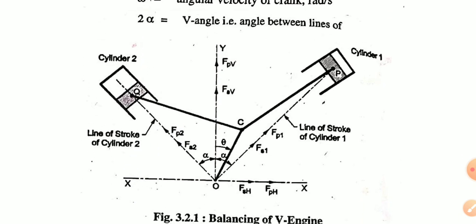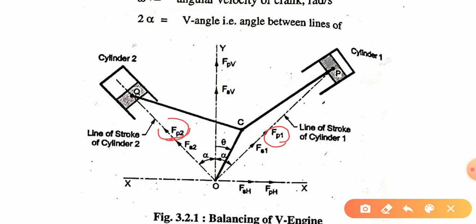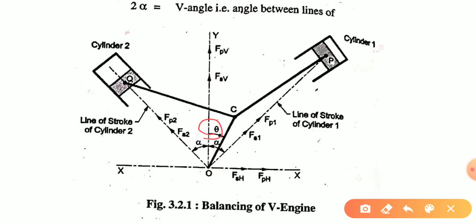So here there is primary force Fp1, which is acting because of cylinder 1. Same way Fp2, primary force 2, is acting because of cylinder 2. And the components are here Fph and Fpv because of the primary force, and the secondary force is acting over here. This is because of cylinder 1, this is cylinder 2. So this is the secondary vertical and secondary horizontal. These are the angles. Theta is the crank angle, and this is the angle with the reference axis, the center of the plane.